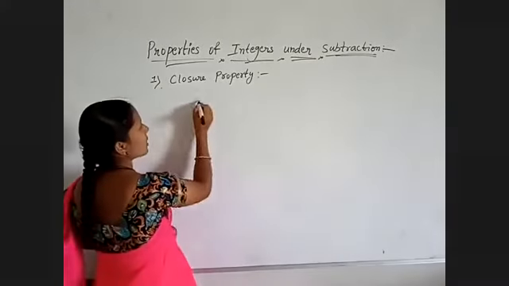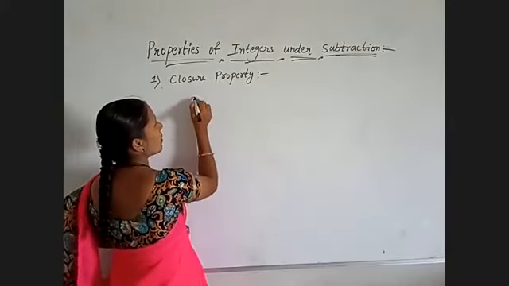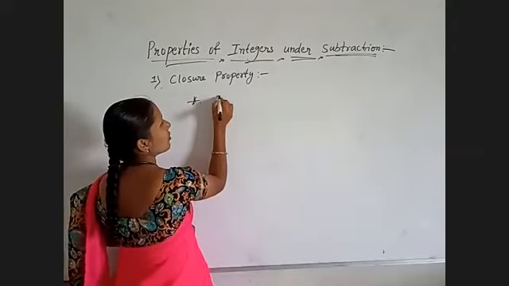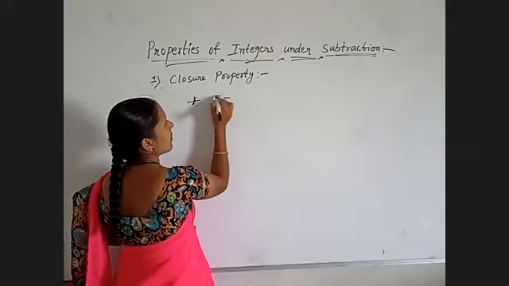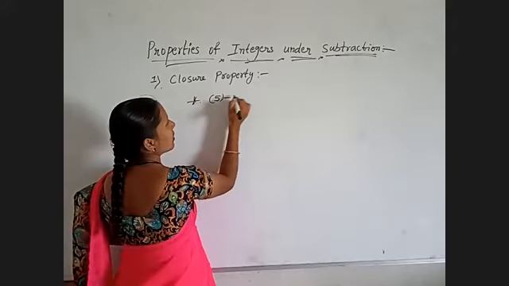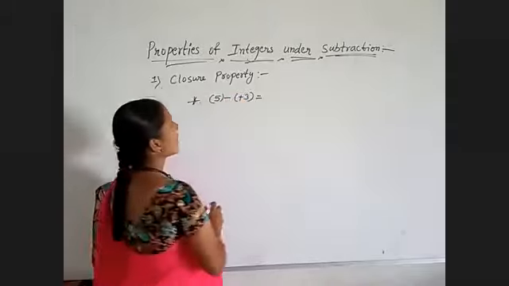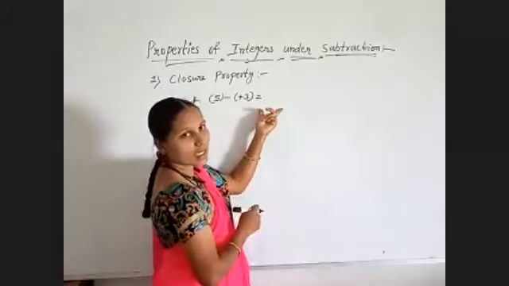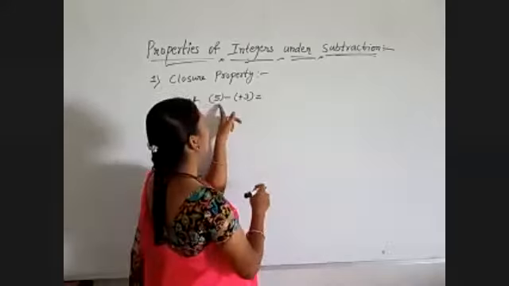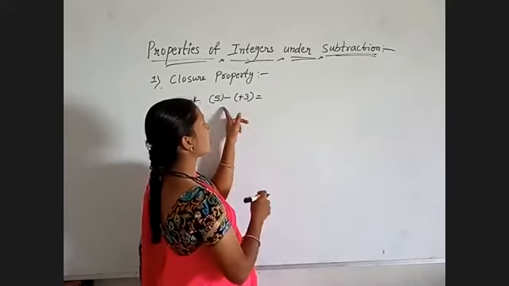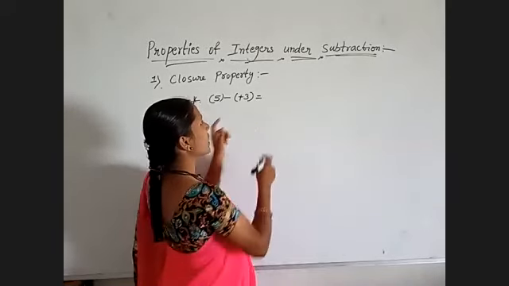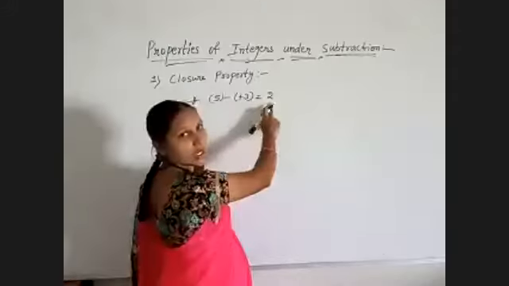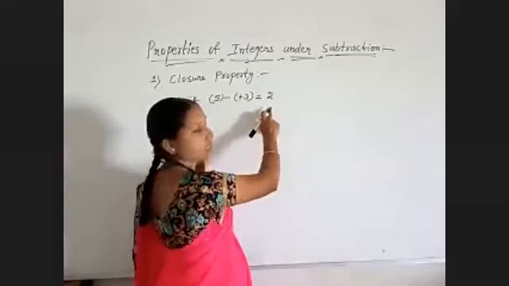So closure property states that when we are subtracting two integers, we must get an integer only. Just observe: plus 5 minus plus 3. 5 minus 3 is nothing but 2, an integer. When both are positive, we get a positive result, which is an integer.